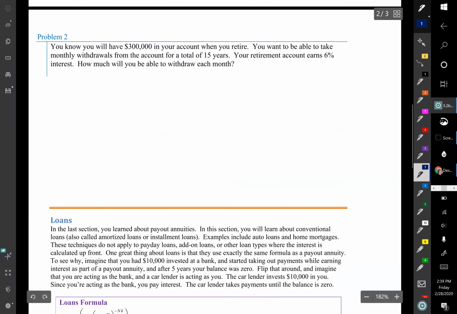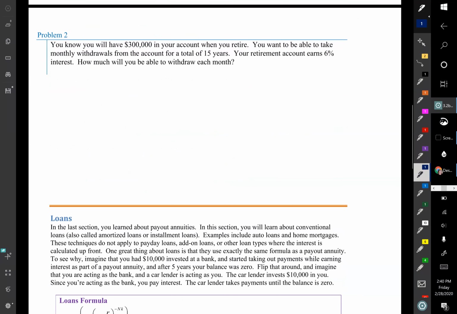So now problem 2. See if you can figure this one out on your own by plugging stuff in. You are going to have to pay close attention. I'm going to set you up just a little bit here. Okay, so problem 2, you know you will have $300,000 in your account when you retire. So you're going to have that ready for you.